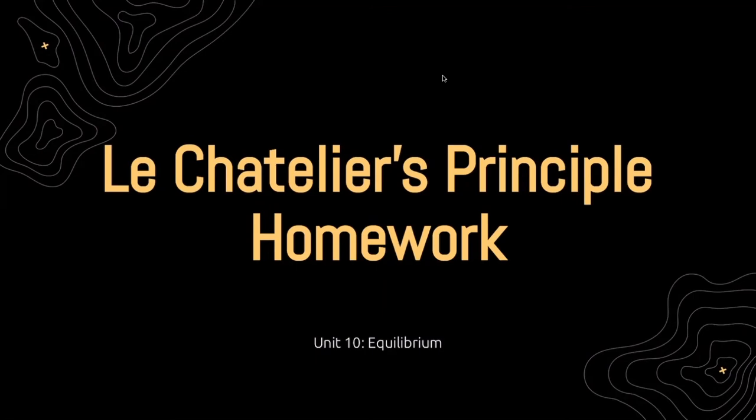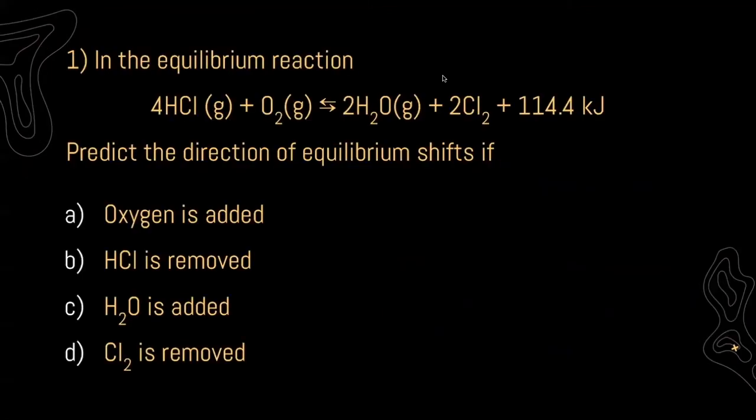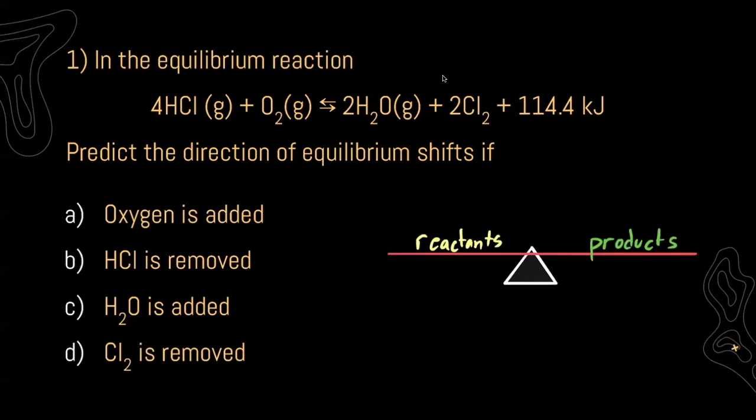So, let's get started. For question 1, it gives us the following reaction, and it asks us to predict the direction of the equilibrium shift. Now, the way I like to look at these problems is like a seesaw, telling me what direction my reaction is going to go to. One new thing that we have added is this reversible symbol, meaning that we can go forwards or backwards in the reaction, depending on which one we have more of.